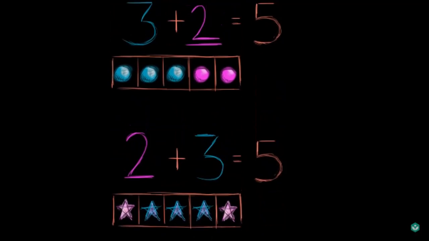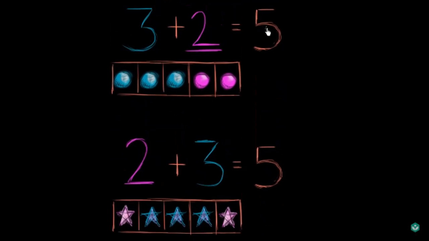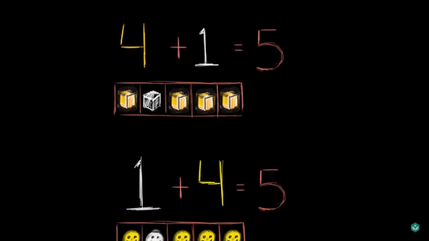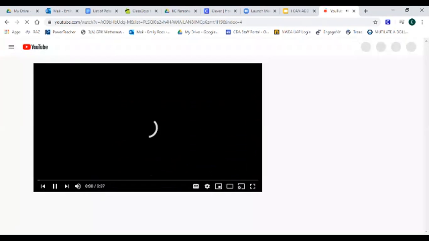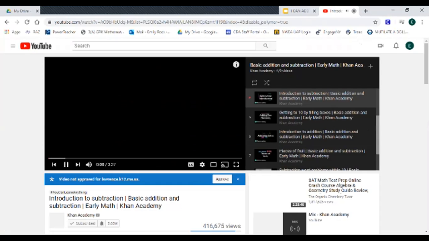Let's start at the beginning. 3 plus 2 is equal to 5, and 2 plus 3 is equal to 5. When you had 3 filled in, you needed 2 more to get to 5. When you had 2 filled in, you needed 3 more to get to 5. Notice 3 plus 2, 2 plus 3. Same thing over here. 4 plus 1 is equal to 5. 1 plus 4 is equal to 5. Let's explore what it means to subtract.